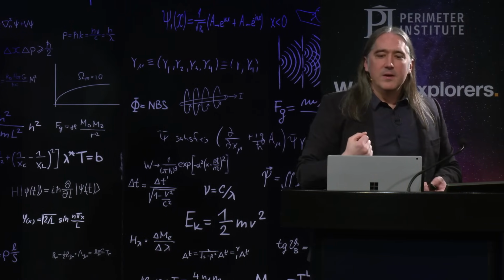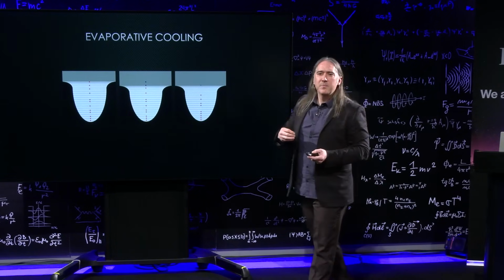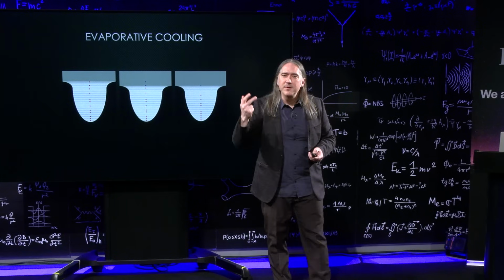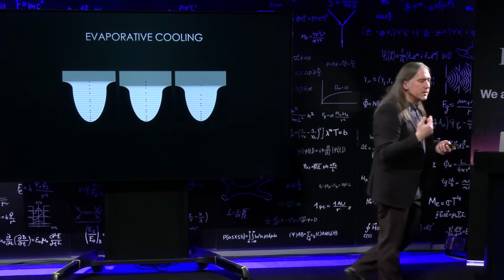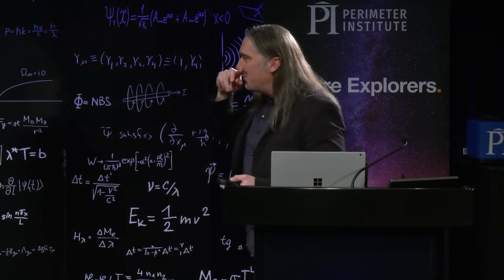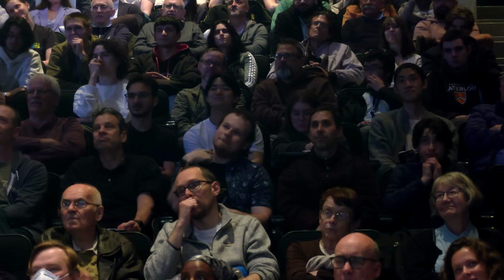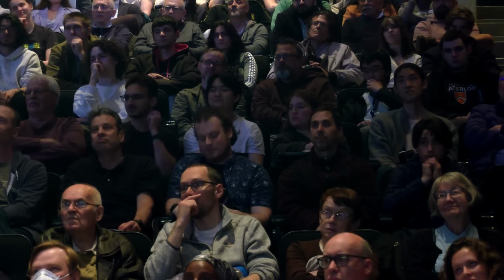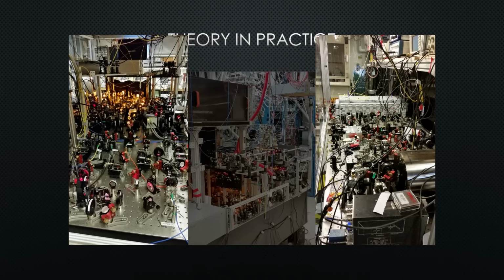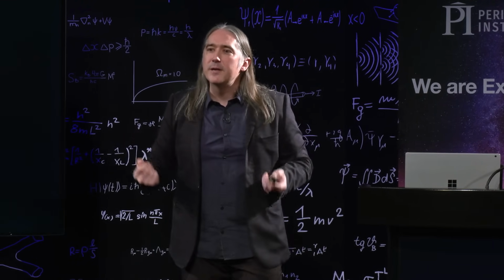So I hope that those three steps are fairly straightforward in your head now. Resonance, Doppler versus Zeeman, let the hot atoms out. Now, it turns out when you try to do this in the lab, it's slightly more complicated. Maybe much more complicated. So we need a lot of lasers, we need a lot of controls. At the end of the day, it's a whole lot of work just to implement those three ideas. But it's also a lot of fun. So that's how we get down to these temperatures that we want to work at when we want to look at ultracold chemistry, we want to look at the quantum behavior of many particle systems.